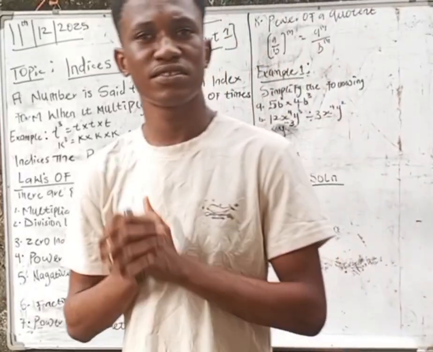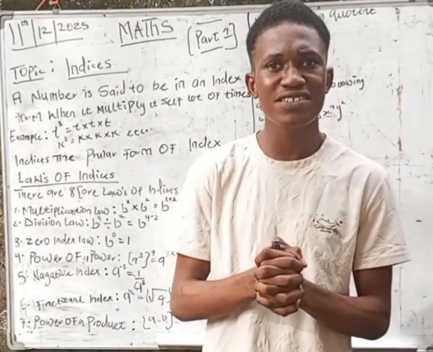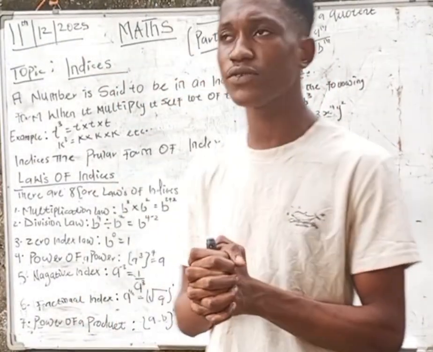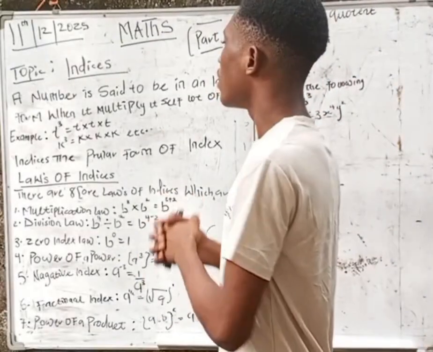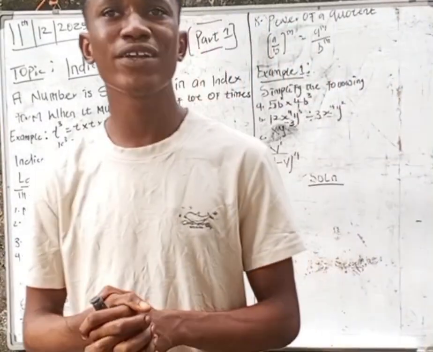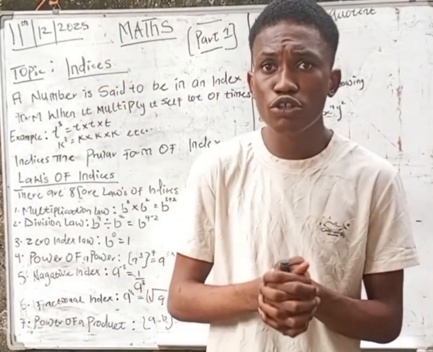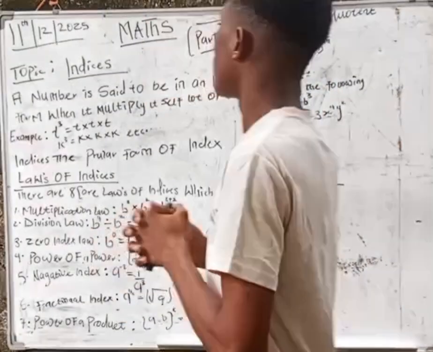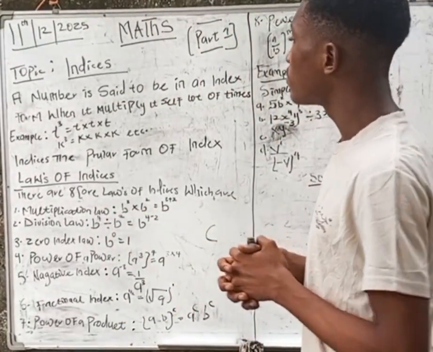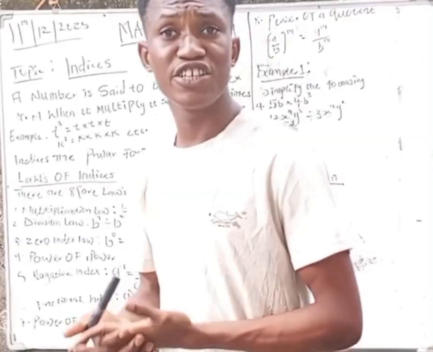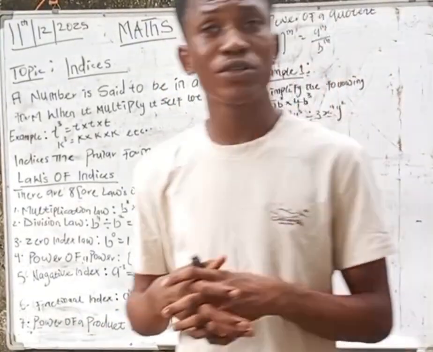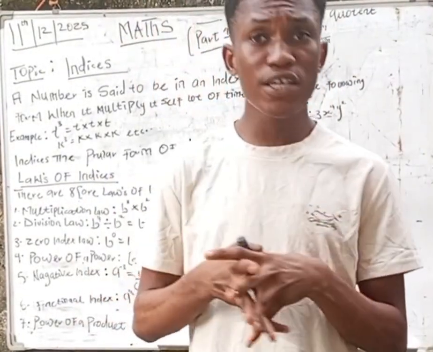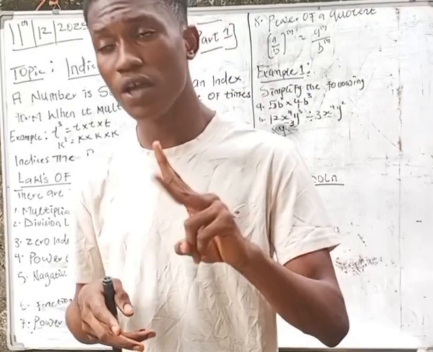And indices has a singular name, which is index. It is called index form. A number is said to be in index form when it multiplies itself a number of times. Examples are t cube and k square. The t cube multiplies itself 3 times and the k square multiplies itself 2 times.